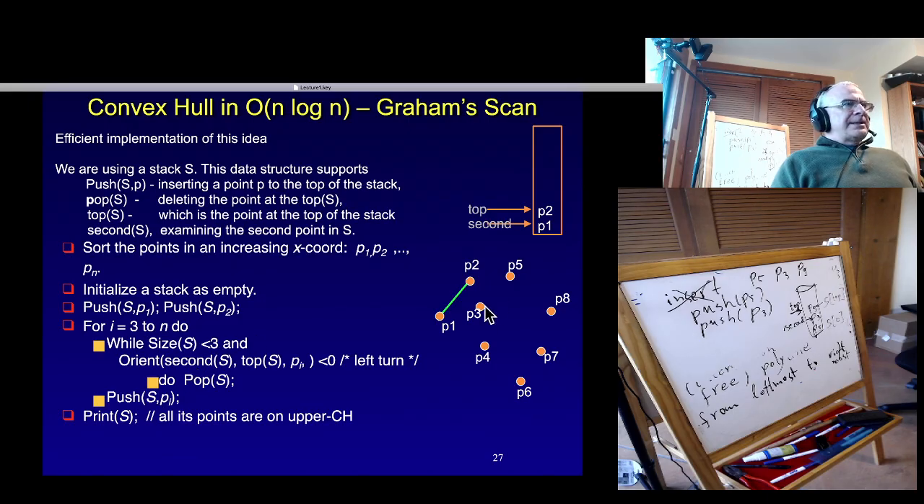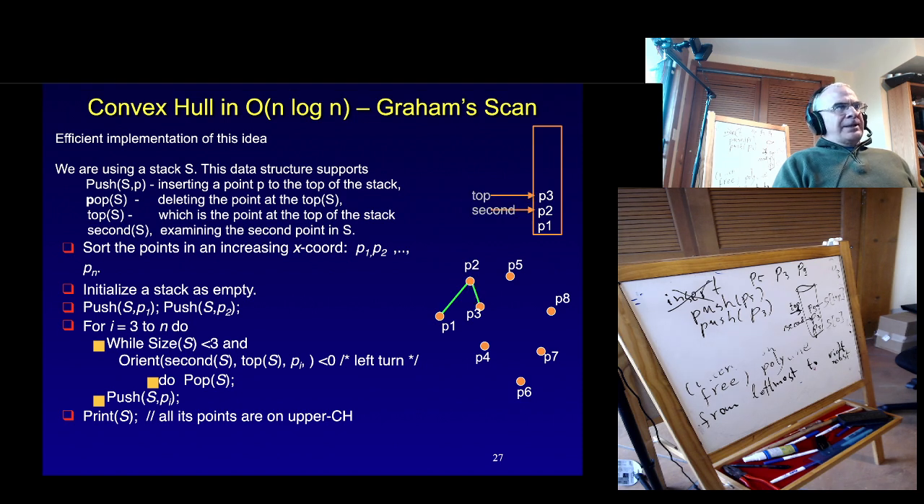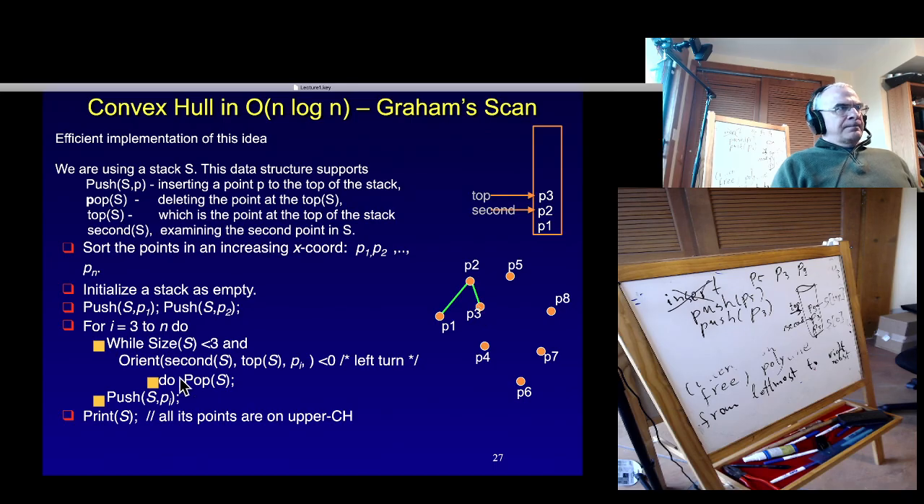So what happened in this example? P3, i equals 3. I'm thinking about P3. I'm asking, when I'm walking from the second of the stack, P1, to P2 to P3, did I do a left turn? Now I did a right turn, so it's safe to add P3 into the stack. The while failed because of the second condition. From P1 to P2, P3, I did a right turn, so P3 can be added, and in this case, the top, of course, and the second are updated.